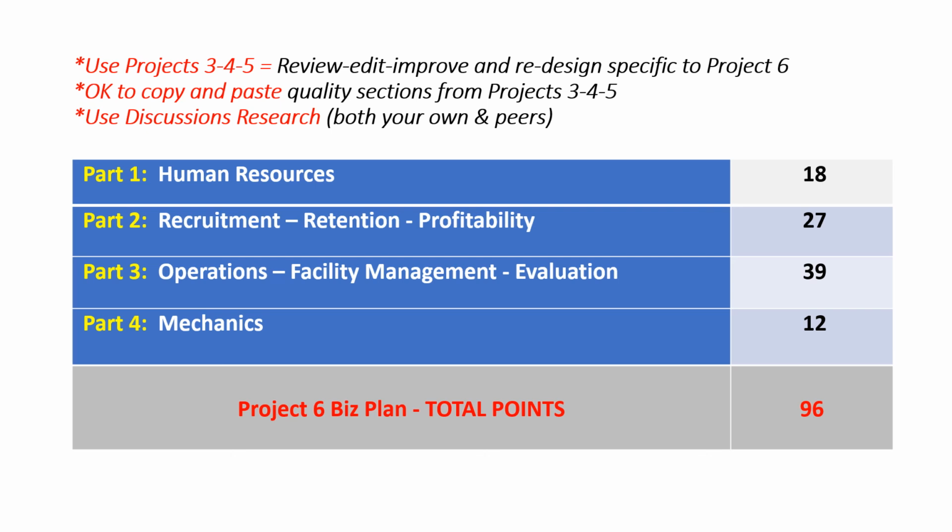All right, so quick review. Use projects 3, 4, and 5. Again, try to improve on them. Make sure it fits for project 6. It's okay to copy and paste, but make sure you're addressing specifically what's asked in this project. And then last, use your discussion research and your quizzes, essays you gave. Those are great to just go ahead and use or polish up. So you've got 4 parts: human resources, recruitment, retention, profitability, operations, facility management, evaluation, and then last, mechanics, for a total of 96 points.